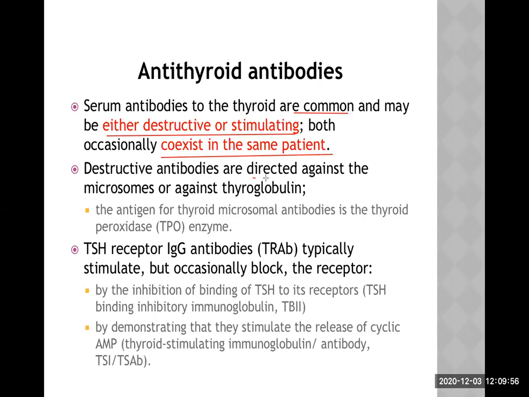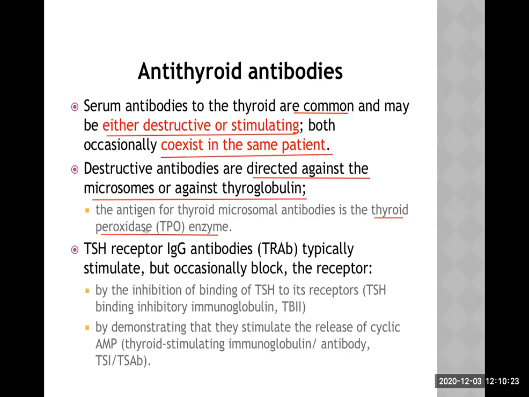Destructive antibodies are directed against the microsome or against the thyroglobulin of the thyroid gland. When they are directed against these things, they lead to decreased production of thyroid hormone. One small example given here is thyroid peroxidase enzyme, also known as TPO enzyme.